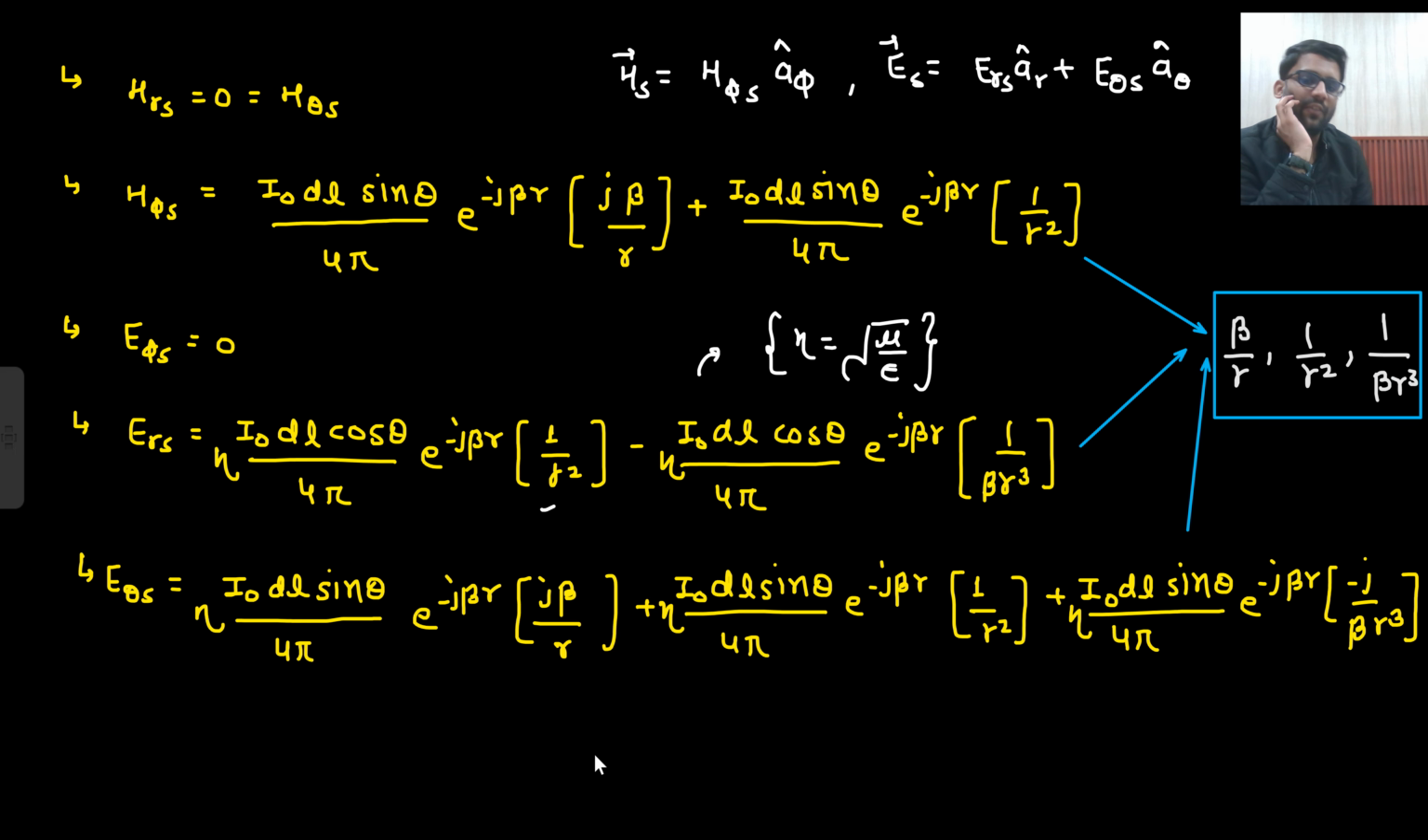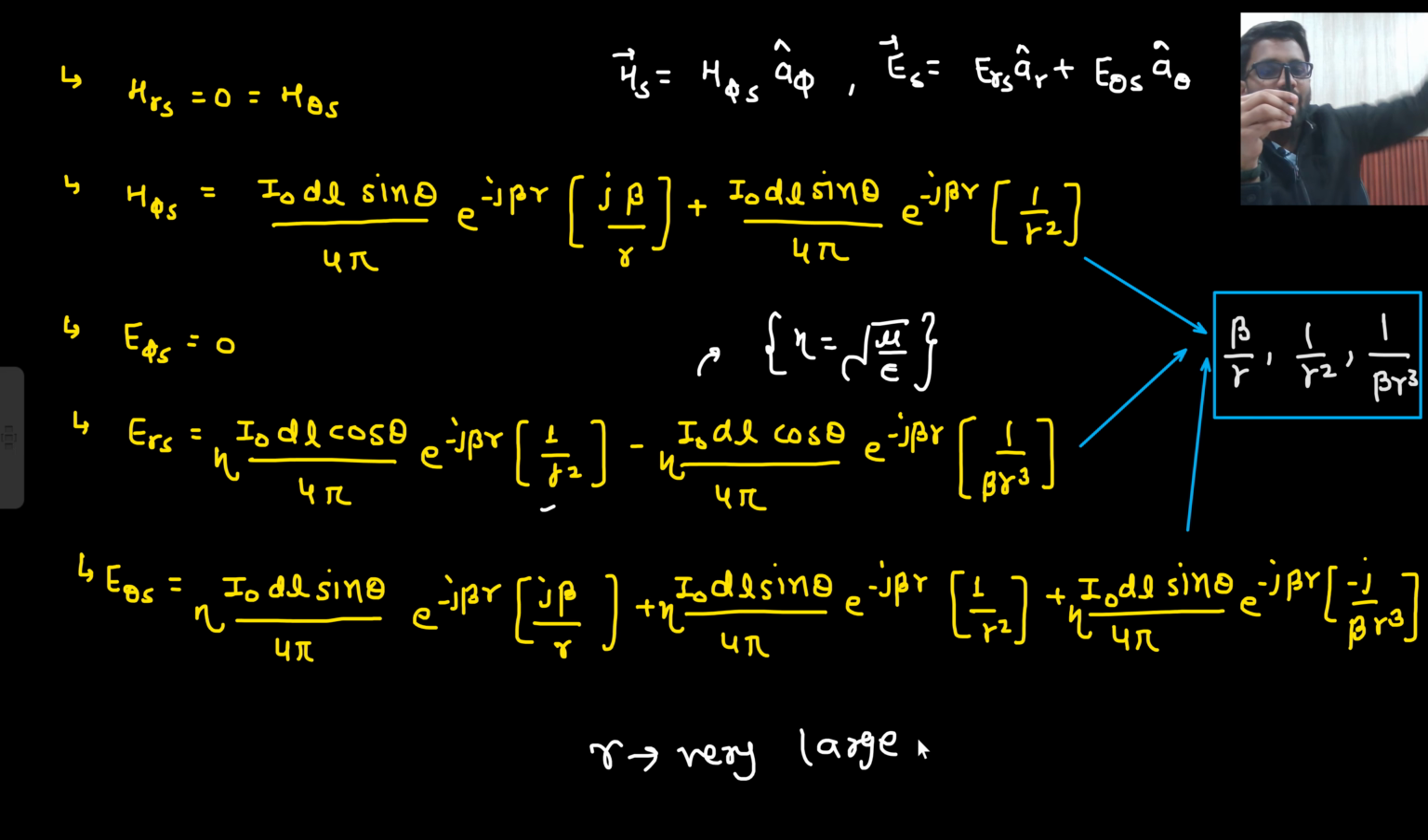Now let me know one thing, if r is very large, so here there is some antenna. What is our target? Our target is that for a very far field, how much energy it is radiating, how much power it is radiating, how much EM wave is being propagated at a very far field. Far field means r is very large. So if r is very large, then what will happen?